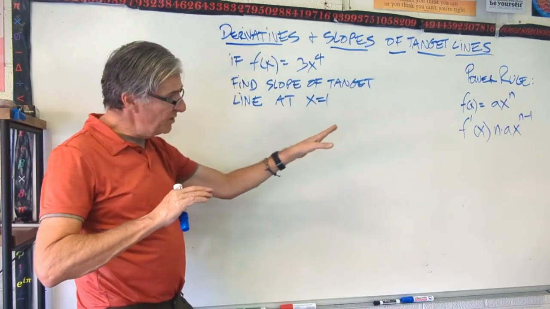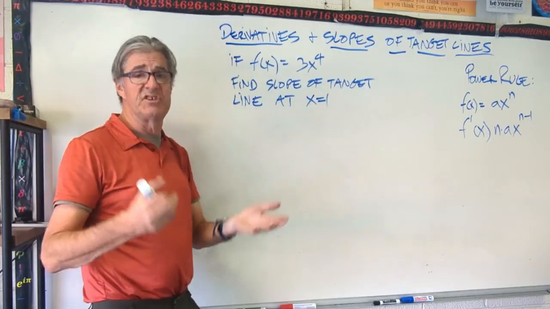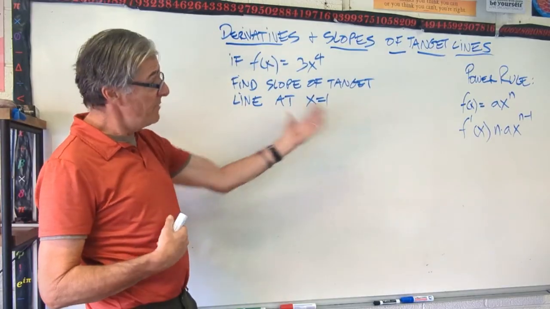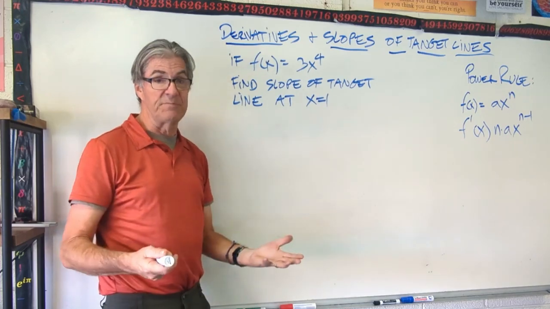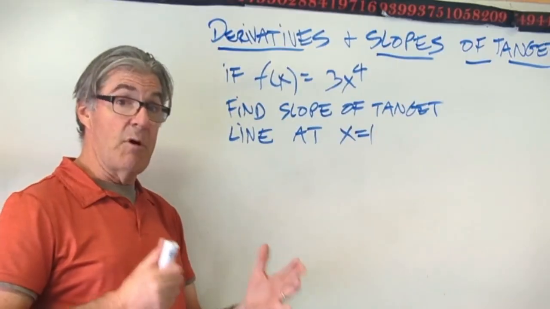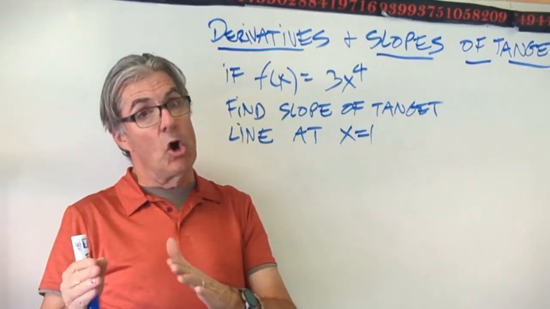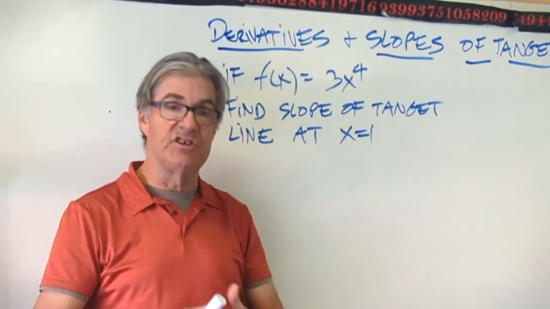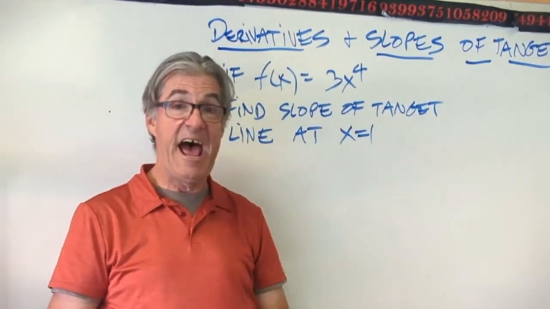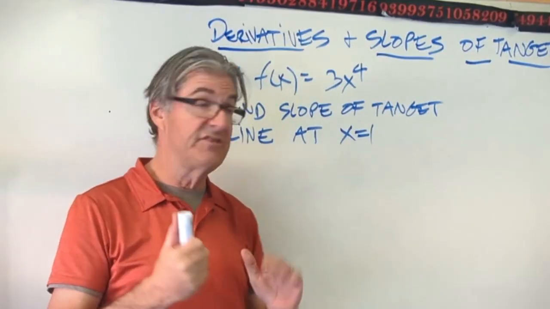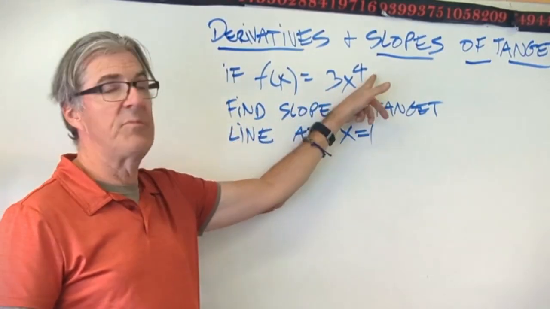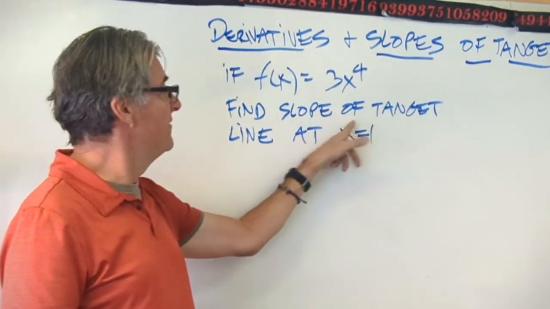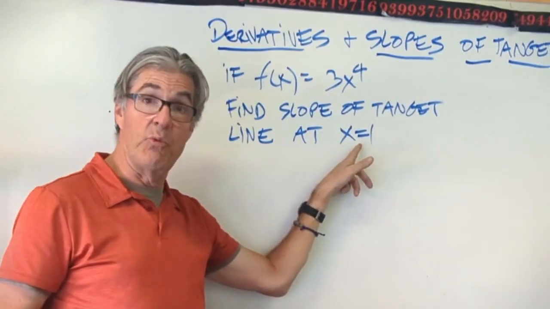And that looks pretty simple. There were some complicated situations with fractions and stuff like that, but basically that's the rule you apply to find the derivative of any function. Today we're going to find the slope of lines that are tangent to various functions at certain points. Here's our function: f of x equals 3x to the 4th power. Find the slope of the tangent line at x equals 1.